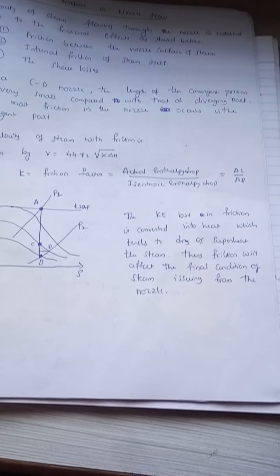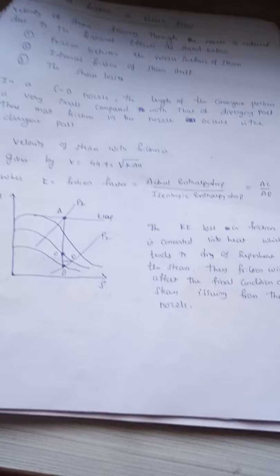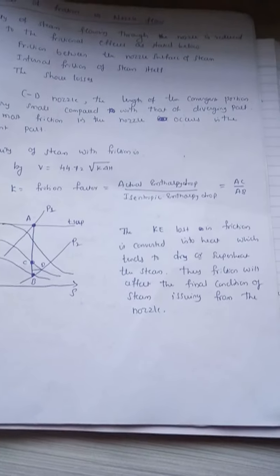So the kinetic energy lost in the friction. I said there is a reduction in velocity due to friction. Then where is that reduction going to convert? That is going to convert into heat, which tends to dry or superheat the steam. Thus friction will affect the final condition of the steam issuing from the nozzle.